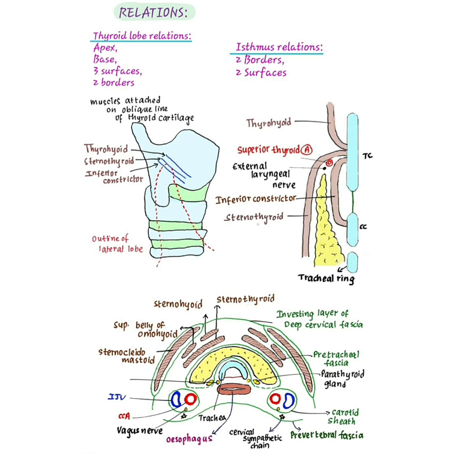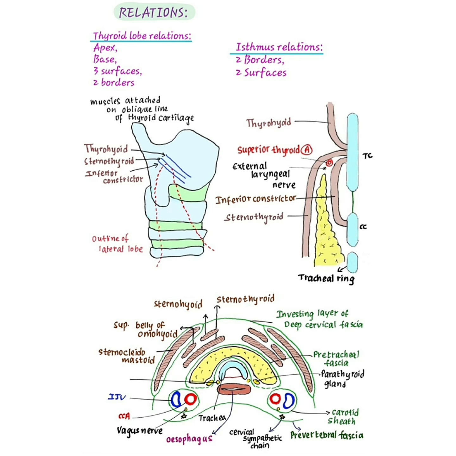Here you can see sternothyroid. Apex is sandwiched between inferior constrictor medially and sternothyroid laterally. Apex is related to superior thyroid artery and external laryngeal nerve. Base. The base extends below up to 5th or 6th tracheal rings. It is related to inferior thyroid artery and recurrent laryngeal nerve.